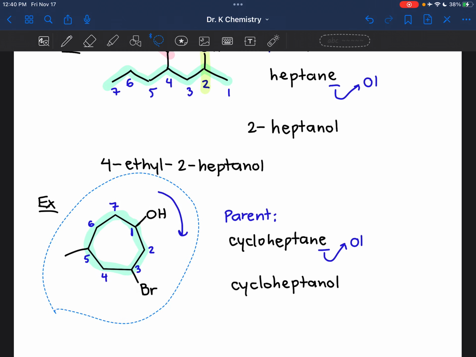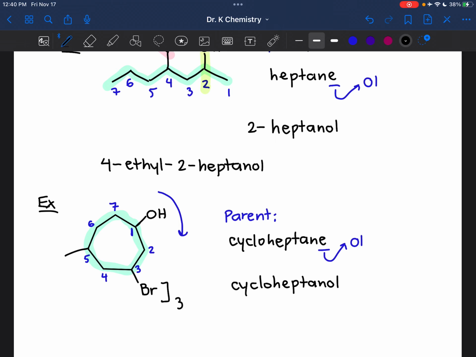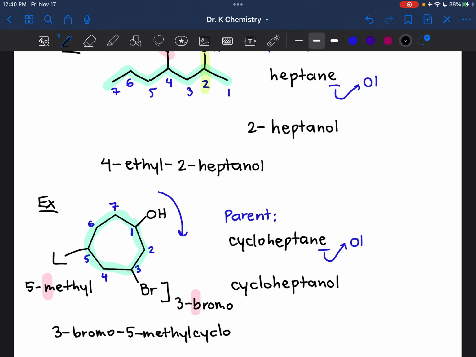And then as usual, I'm going to list where the substituents are and put them in alphabetical order. I see that there's a 3-bromo right here, and then there is a 5-methyl on this side. I need to list them in alphabetical order, and B appears first, which means this becomes 3-bromo, 5-methyl, cycloheptanol.